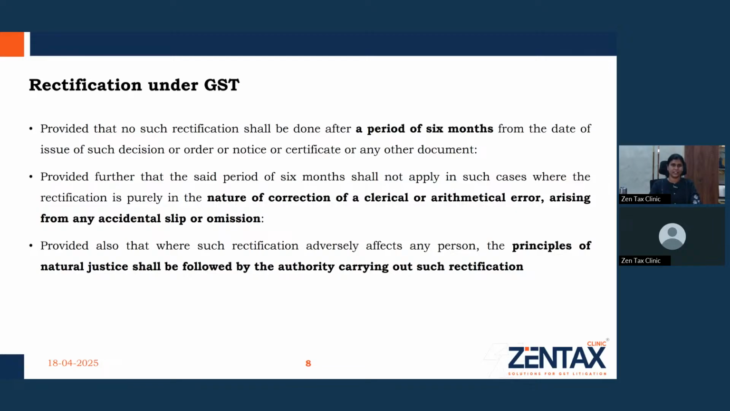Also, if any such rectification has adversely affected any person, the principle of natural justice should be followed by the authority while carrying out such rectification.